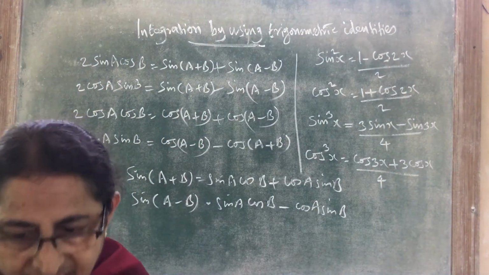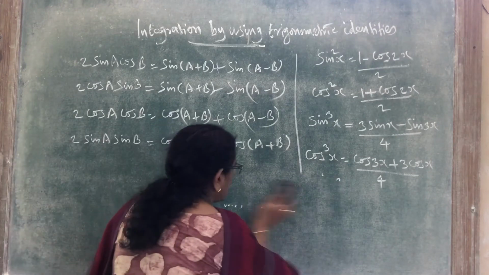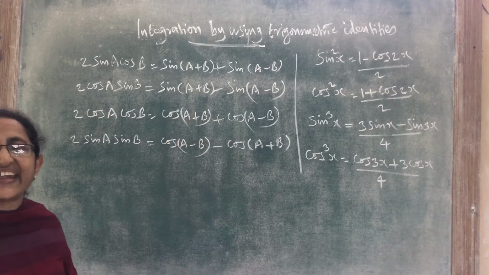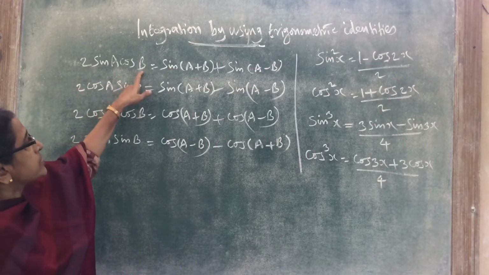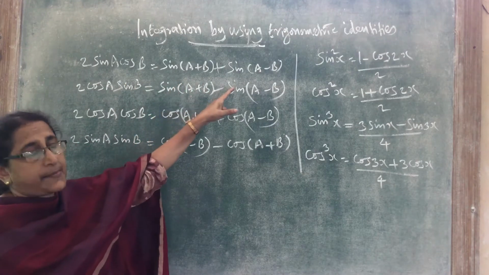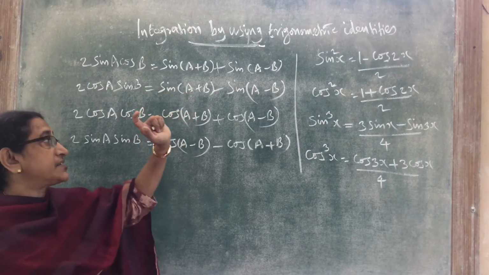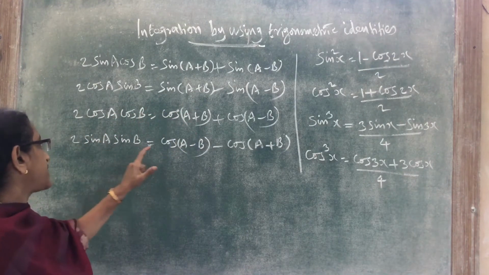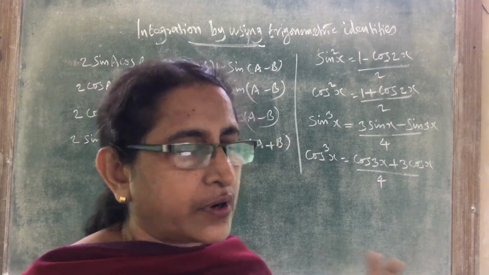So we have to study these 4 formulas, these 8 formulas. You have to write down all these 4 plus 4, 8 identities. All these are identities: 2 sin A cos B = sin(A+B) + sin(A−B); 2 cos A sin B = sin(A+B) − sin(A−B); 2 cos A cos B = cos(A+B) + cos(A−B); 2 sin A sin B = cos(A−B) − cos(A+B).